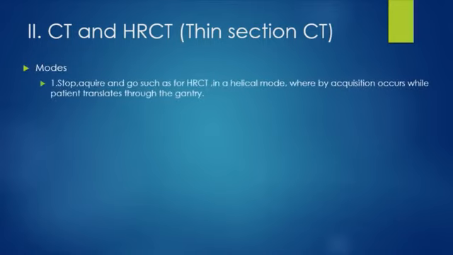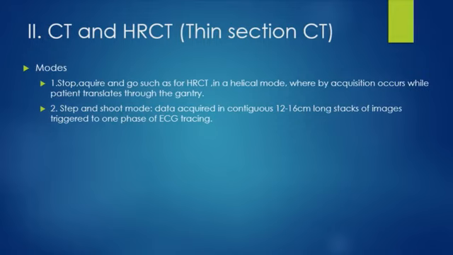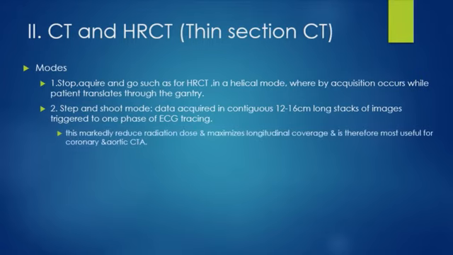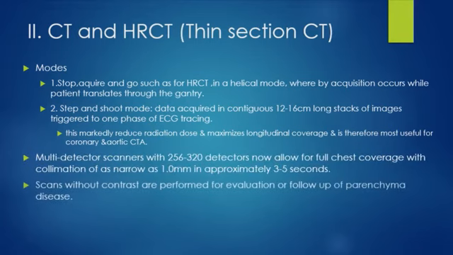Talking about the modes, we have stop, acquire, and go, such as for high-resolution CT in a helical mode, whereby acquisition occurs while patients translate through the gantry. The second mode is step and shoot mode, data acquired in contiguous 12 to 16 centimeter long stacks of images triggered to one phase of the ECG tracing. This markedly reduces radiation dose and maximizes longitudinal coverage and is therefore most useful for coronary and aortic CT angiography.